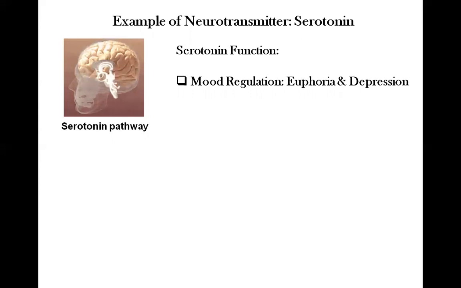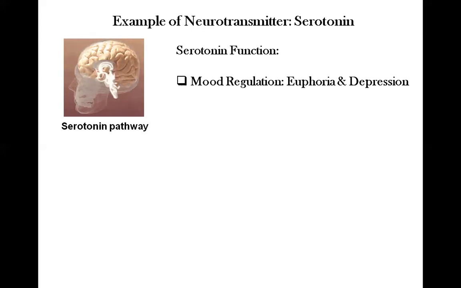One is called serotonin. You can see serotonin works in certain brain areas, and serotonin is responsible for mood regulation. This is one of the serotonin functions. It produces euphoria and depression. If a person has a lot of serotonin activities in the brain, the person usually experiences euphoria. It's a great happiness, pleasure. Sometimes you can call it a high. You get a high from serotonin.